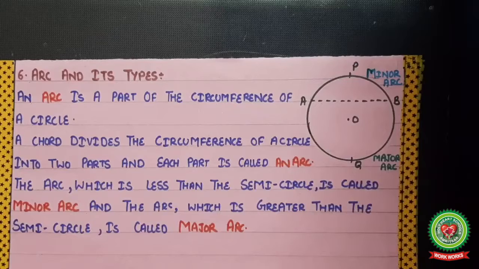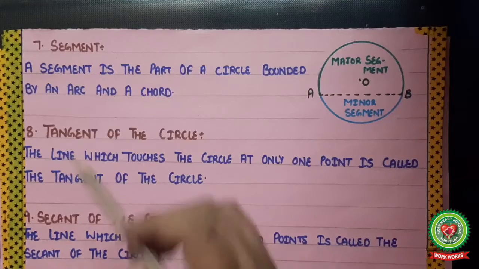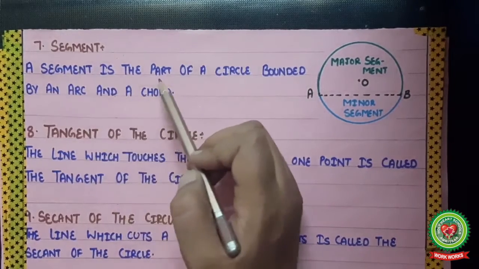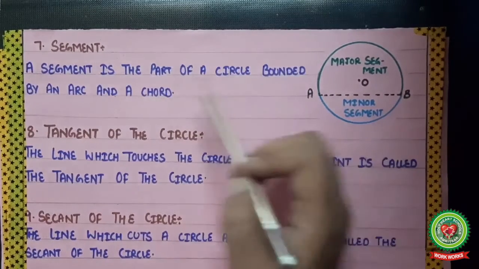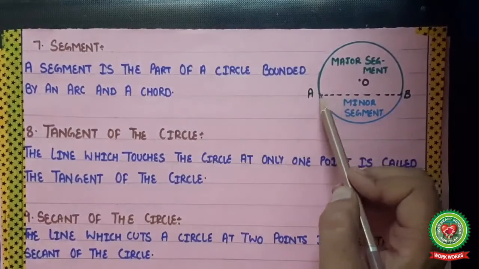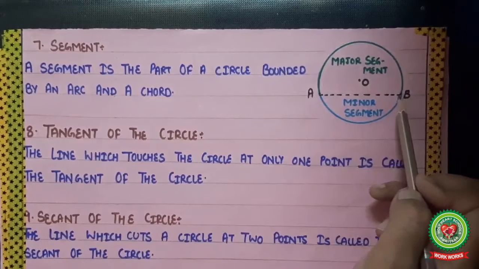Now we will do the next term. Now children, we will do the next term related to circle, that is a segment. Now what is a segment? A segment is the part of a circle bounded by an arc and a chord. See from the figure, AB is a chord and this is an arc.